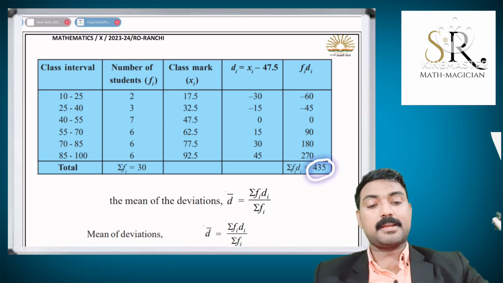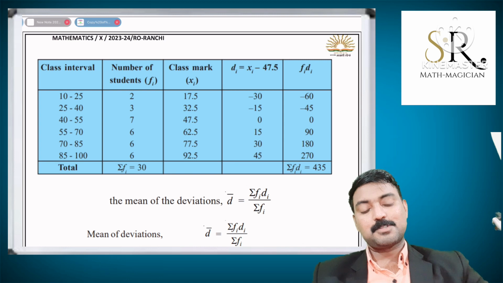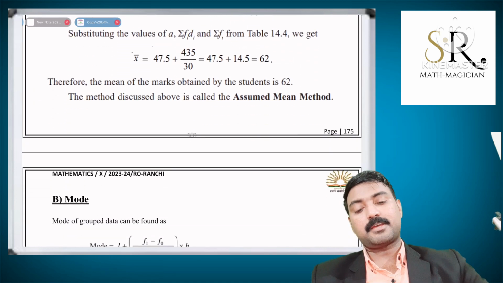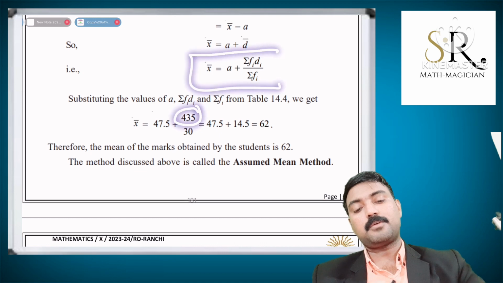It's very important here. Negative numbers are there, positive numbers are there, so it will reduce. Minus 60 plus 90 will be plus 30. Plus 30 minus 45 is equal to minus 15. 180 minus 15 and plus 270, we get 435. So in the FD place we can give 435. This is the equation in assumed mean. You have to learn it.